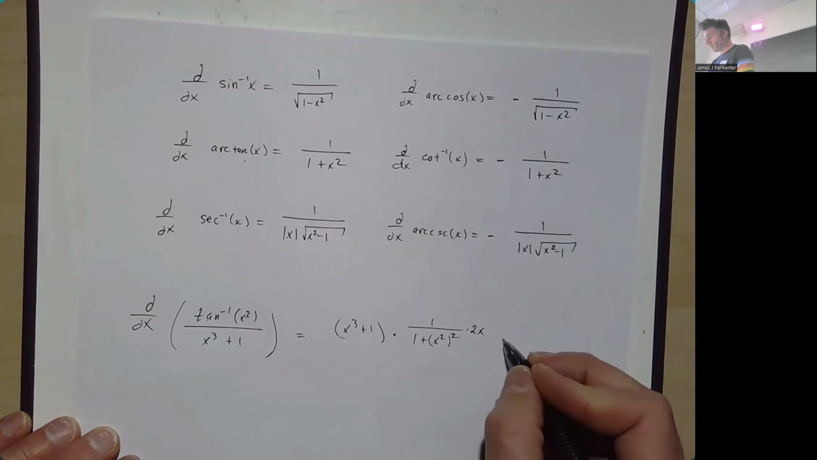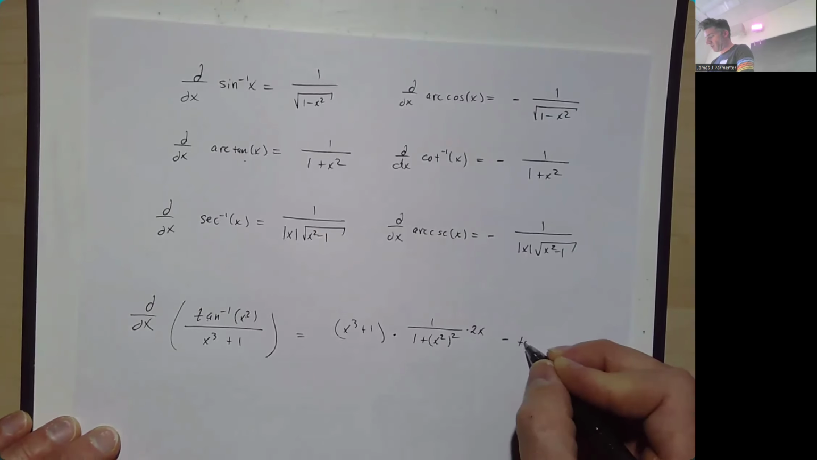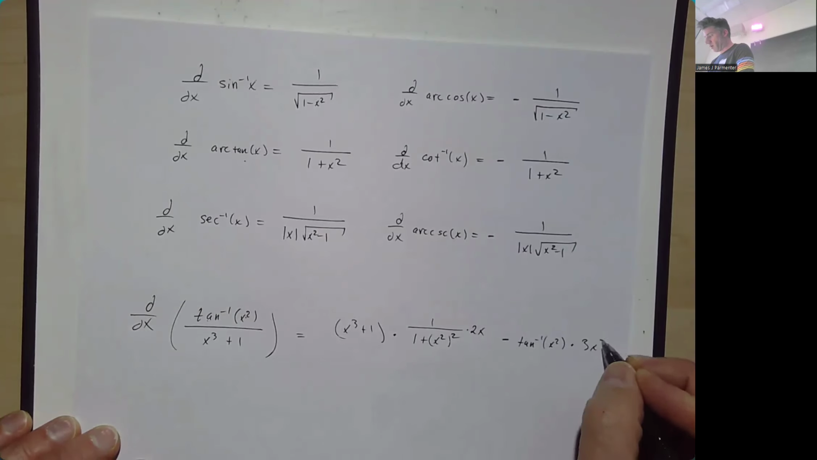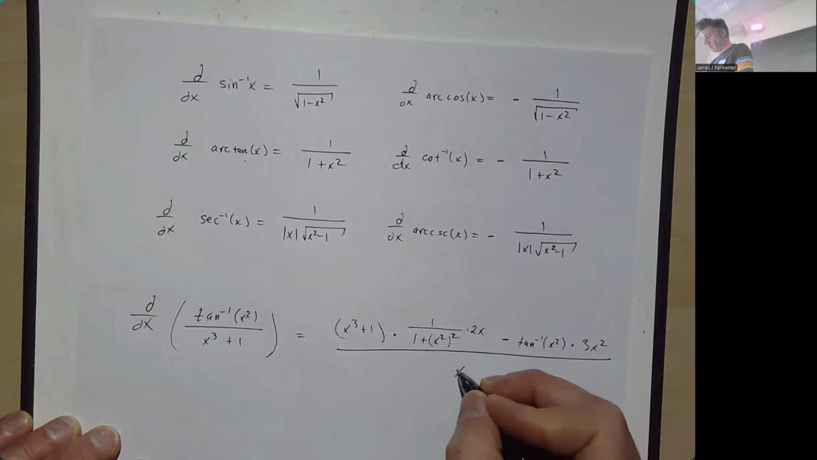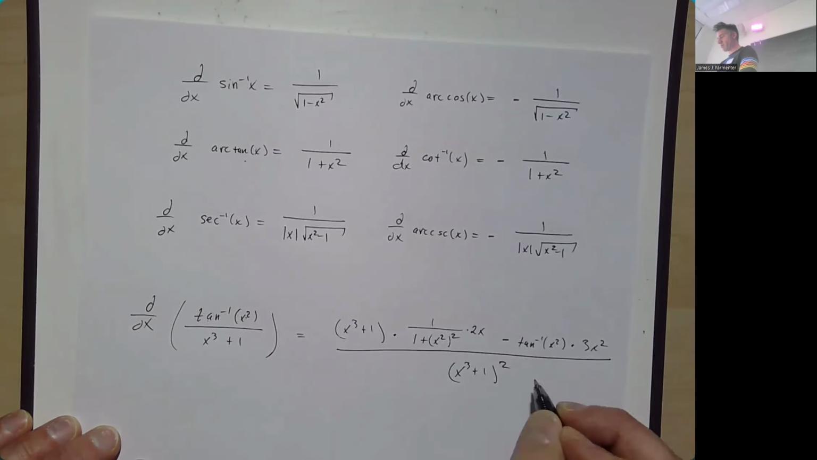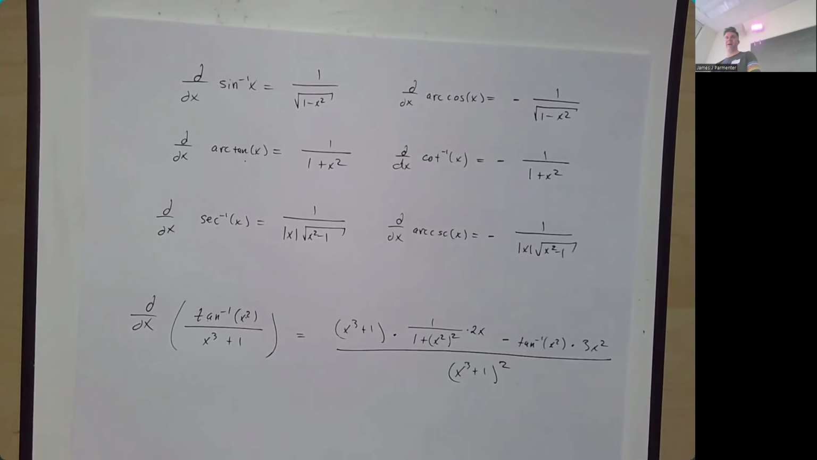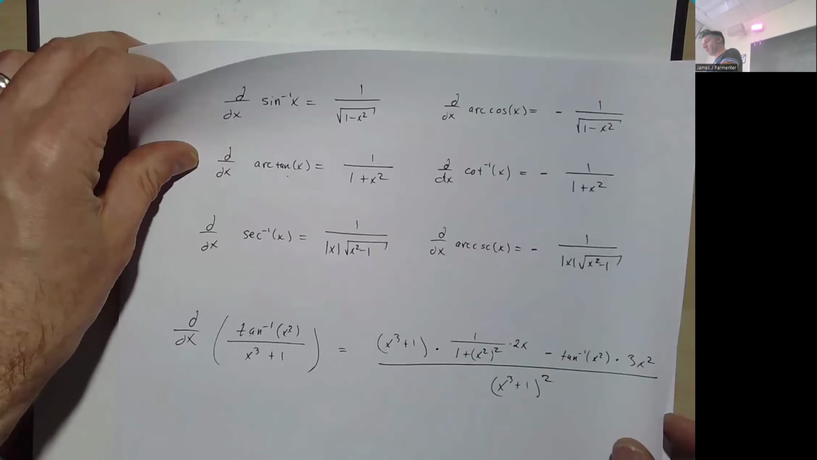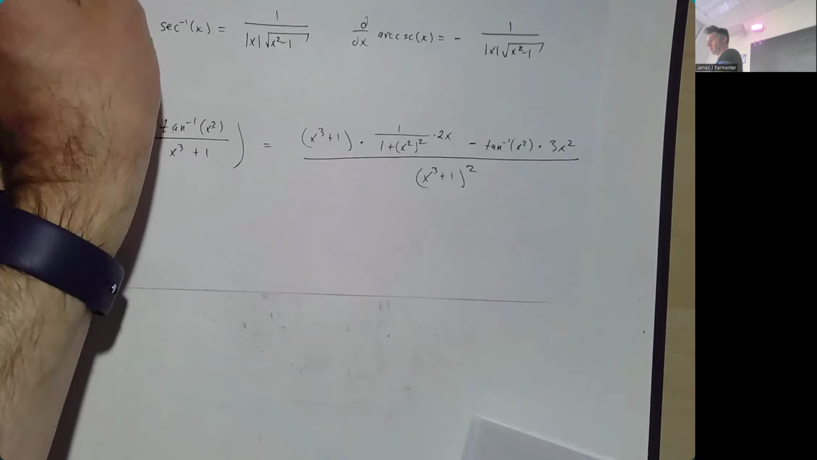Then we subtract, and then it's the top times the derivative of the bottom, which is 3x squared, all divided by the denominator squared. And yeah, that looks pretty gross. We could probably simplify it, but that's really not the point. Let's look at a couple more examples. That one might have been a little bit wonky. Let's look at something that's maybe a little less ridiculous.